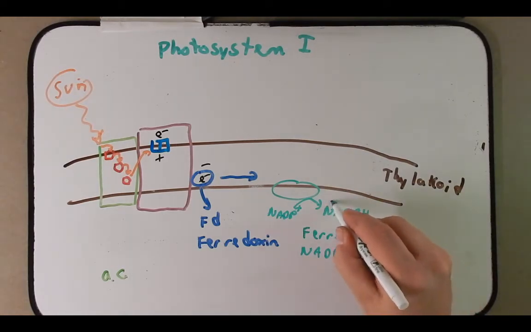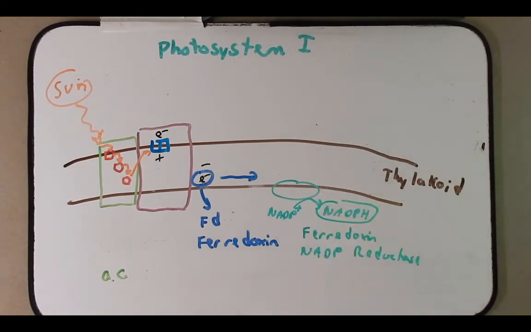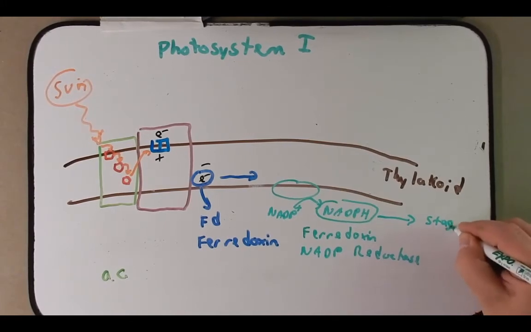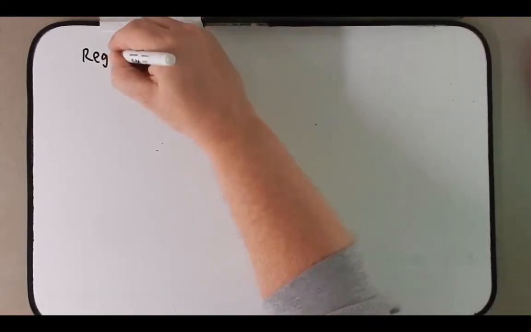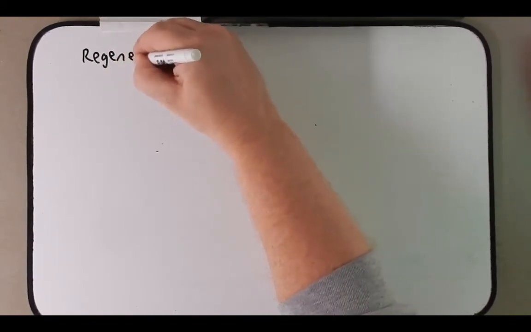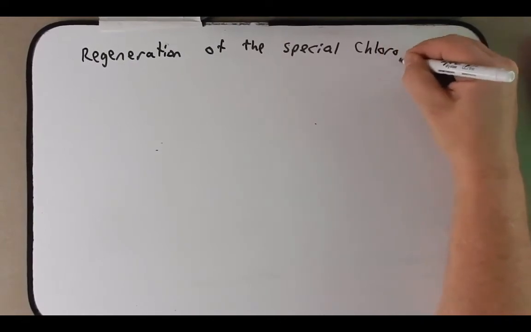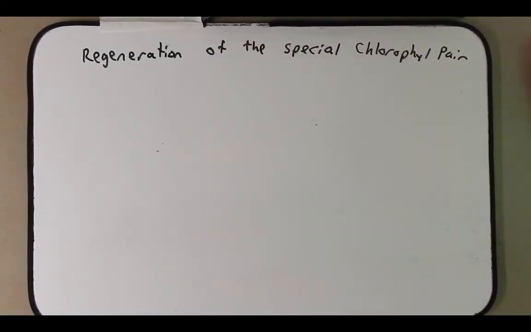And as we said before, the whole purpose of photosystem 1 is to make NADPH, which will then go on to stage 2, which we'll talk about in just a moment. Okay, now we want to talk about what I've promised you I'd come back to, the regeneration of the special chlorophyll pair. And we'll talk about Photosystem II first.